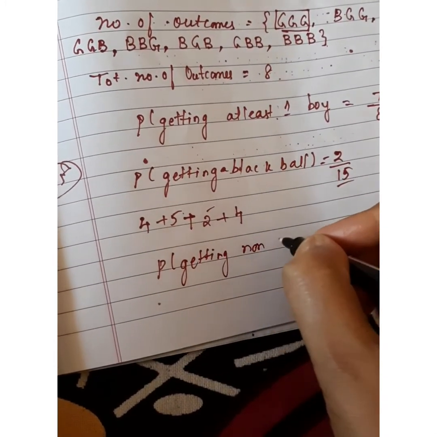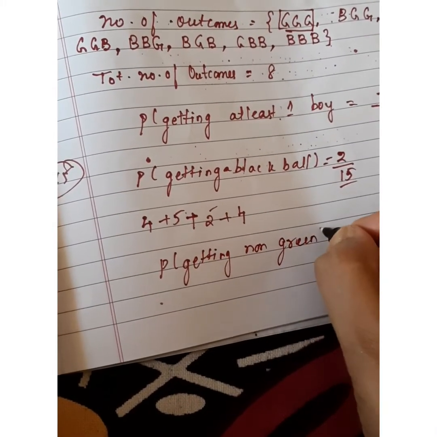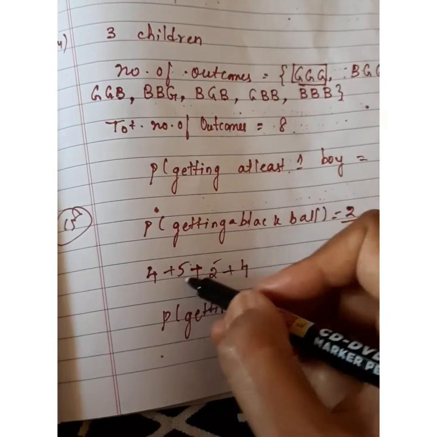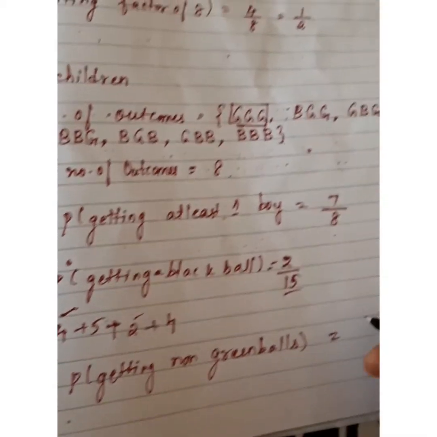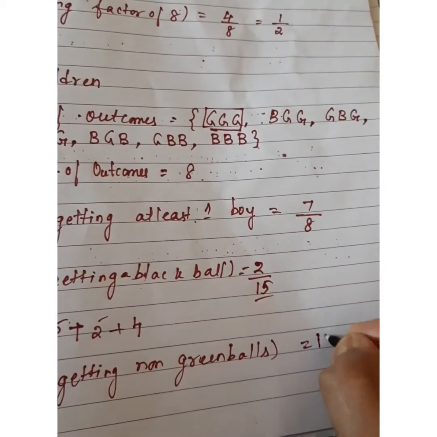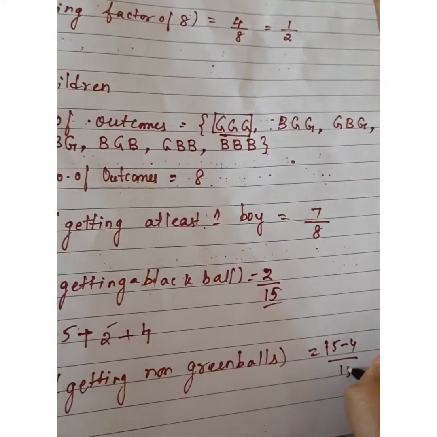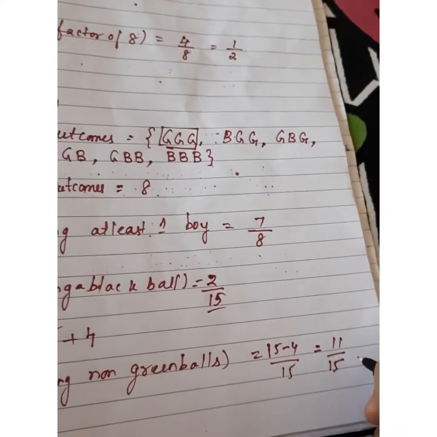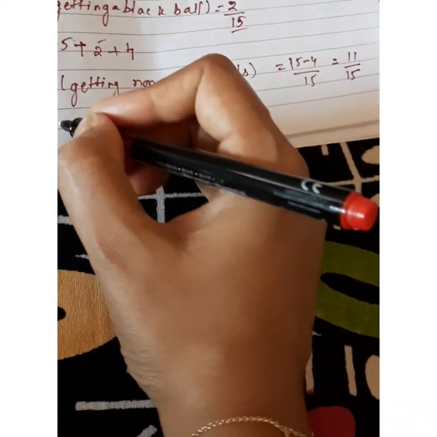Probability of getting non-green balls. So we know how many green balls, 4. So we just subtract that 4 from the total. 15 minus 4, that's going to be 11. So 11 by the total, 15. So that's the probability of getting non-green balls.